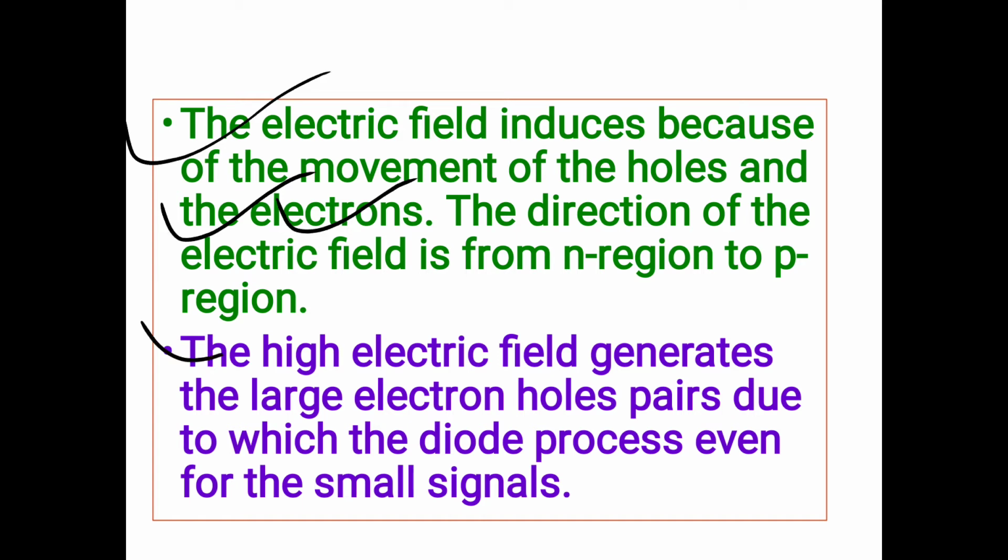The high electric field generates a large number of electron hole pairs, due to which the diode operates even for small signal inputs. Due to the high electric field intensity, even if we supply a very small signal, the diode is going to operate.